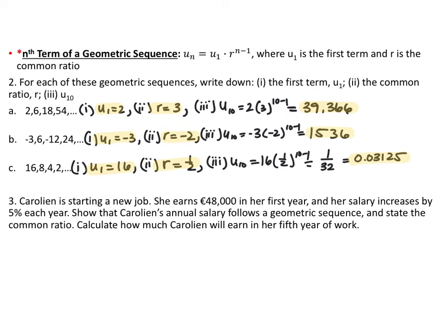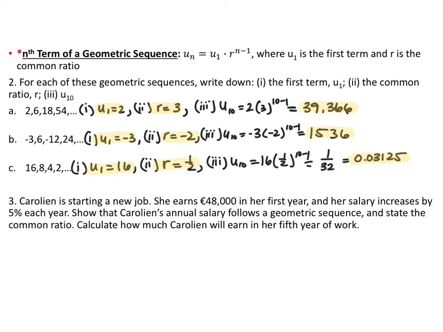And then C, the first term was 16. This time, since we're getting smaller, we're dividing by 2. Our common ratio would be 1/2. We always think about it as what we're multiplying by. We're multiplying by 1/2 every single time. So u sub 10 would be 16 times 1/2 to the 10 minus 1 power, which is 1/32, or 0.03125.